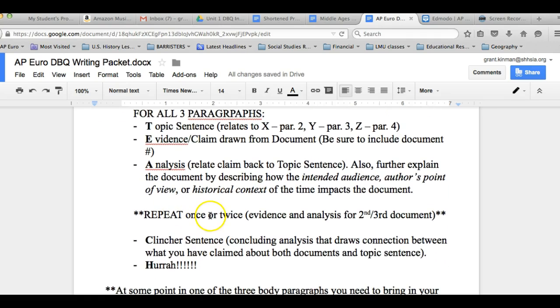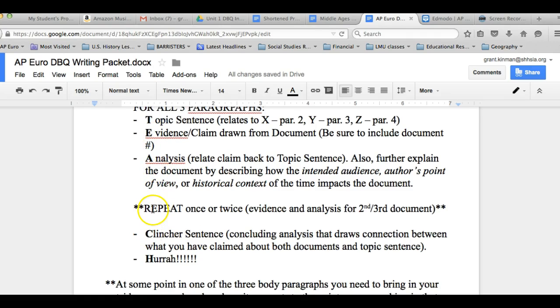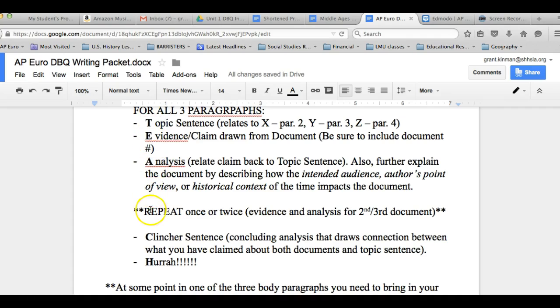And then on a normal DBQ, because there's 7 documents you have to analyze, you'd repeat this process, E and A, for a second document, and then possibly for a third document, because each body paragraph is going to have between 2 to 3 documents. So it would be more like TEA, EA, and then C, clincher sentence. So your concluding analysis that draws connection between what you have claimed about the document and your topic sentence. So summarize what you said here in TEA. So what is this going to look like for paragraph 2, 3, and 4?